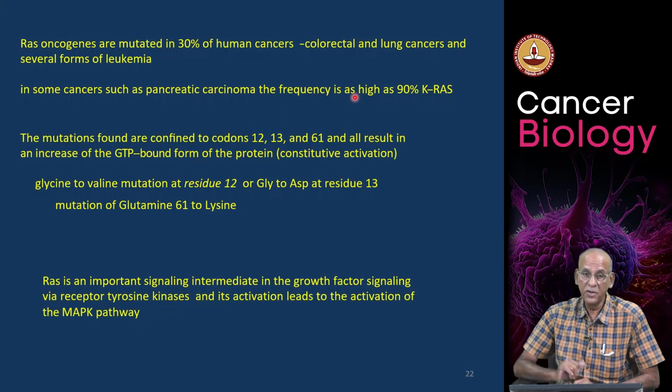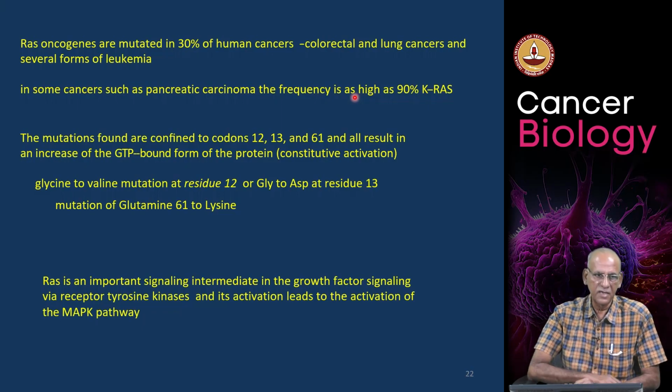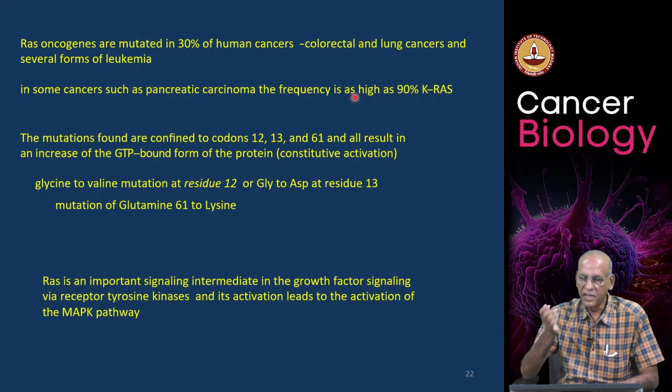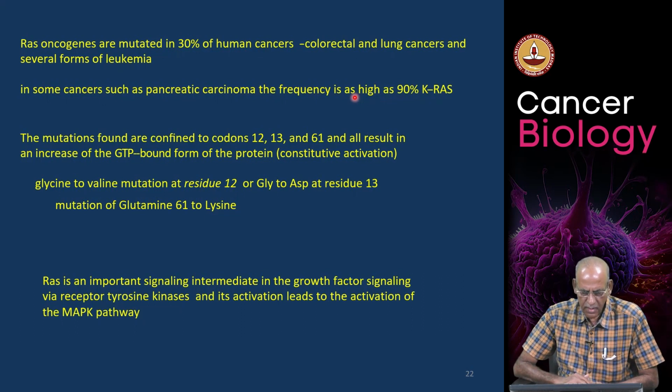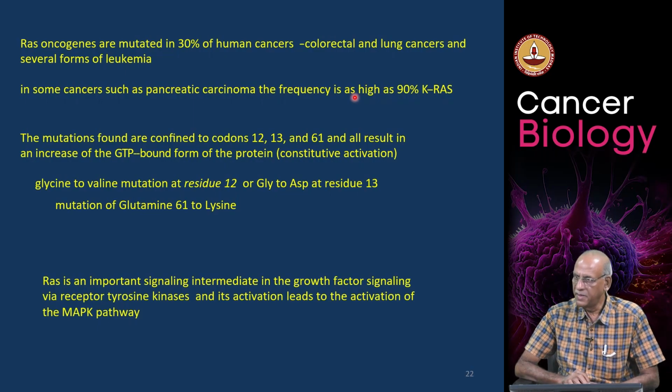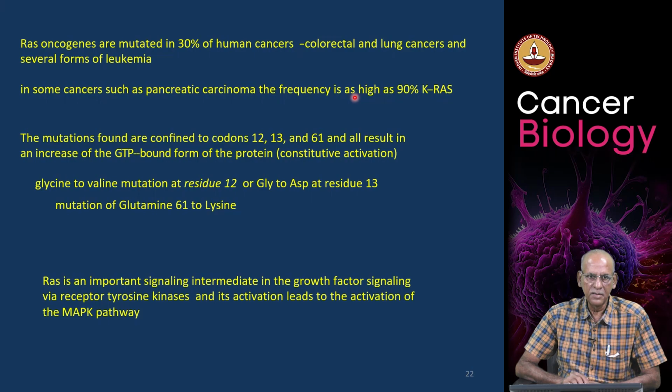Such activation, this is an important term to understand, constitutive activation. Later on we will be talking about constitutive activation in the context of many other factors. So we should understand that. Glycine to valine mutation at residue 12 or glycine to aspartate conversion at residue 13, this is very important. Mutation of glutamine 61 to glycine. So these are the changes that happen, that make RAS into an oncogene. So that has to be understood.